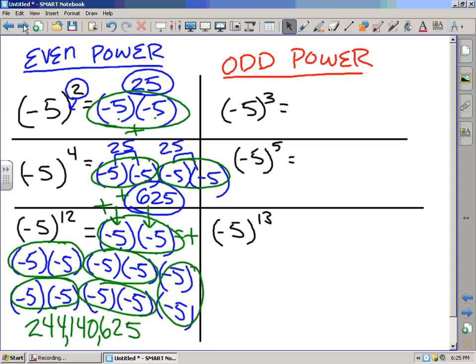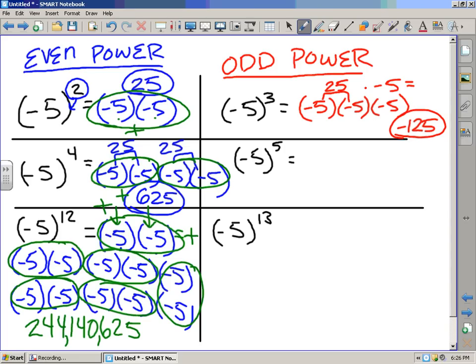All right, now let's look over here at the odd powers. And we have negative 5 times negative 5 times negative 5. Negative 5 times negative 5 gives us 25. 25 times a negative 5 is negative 125. All right, at negative 5 to the 5th, the 5 goes to what it's directly beside. So in all of these cases, the base, the whole thing that's in the parentheses, we copy that down.